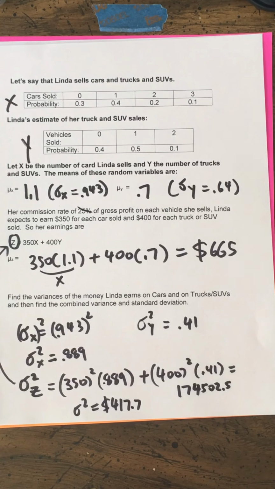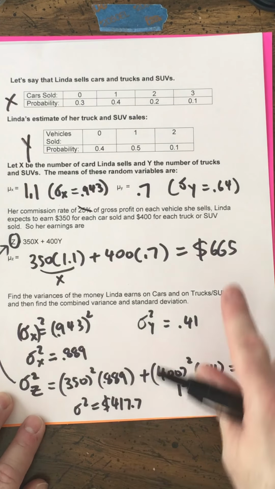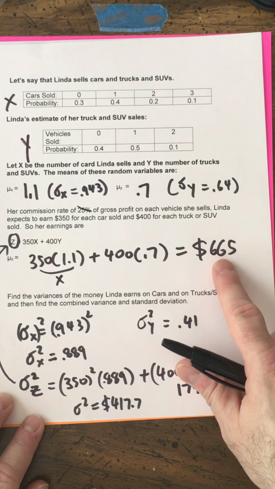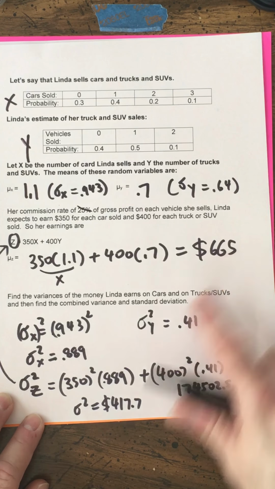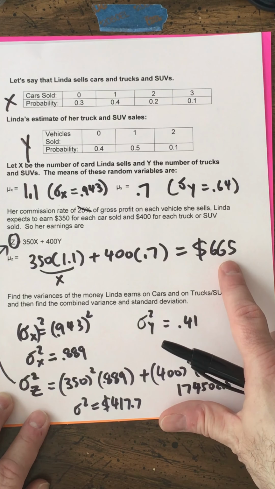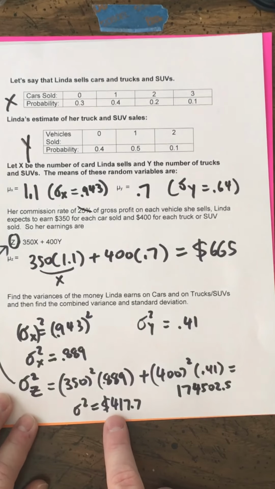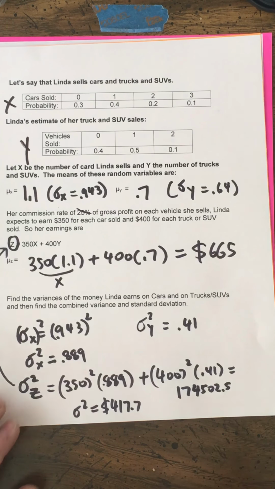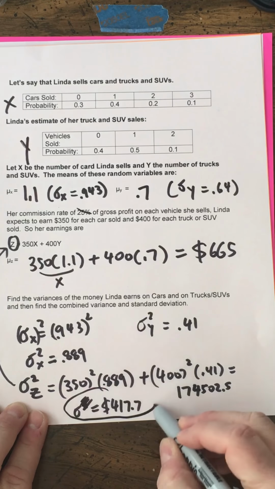The standard deviation for that is 417.7. So basically, the average amount of money that Linda would make on a given Saturday, the expected value, is 665 with a standard deviation of 417. So if you take 417 away from that, it wouldn't be unusual for her to make something like $250 on a particular Saturday, but also it's possible that she can make over $1,000 on a Saturday. This is the expected value, but it's not the actual value she makes. There is a standard deviation. Sorry, there should be no squared there. That's a variance. Standard deviation is 417.7.